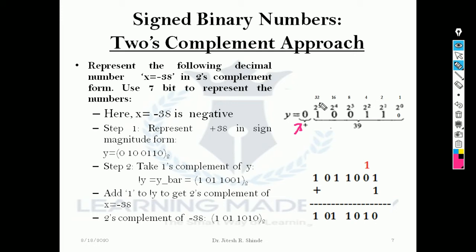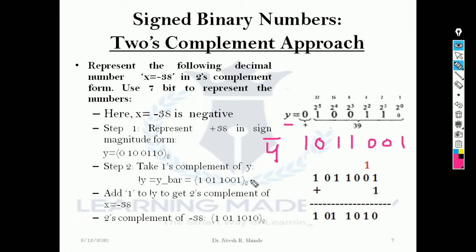So corresponding to 32, 1 has been written, corresponding to 4, 1 has been written, and corresponding to 2, 1 is coming here. For the digits which are not involved in the addition, we place 0. In this way, the magnitude for 38 is obtained: 1, 0, 0, 1, 1, 0. What is the next step? Take the 1's complement of y. This sign magnitude representation we are representing by y. Find the 1's complement of y, which means invert each bit, so we will be getting 1, 0, 1, 1, 0, 0, 1. This we are representing as y bar.